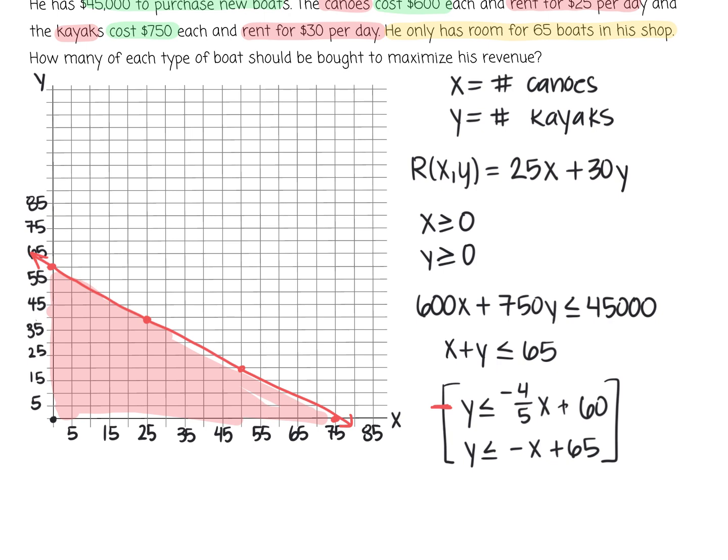Now for my second inequality, y less than or equal to negative x plus 65. So my y-intercept is going to be 65, and my slope is negative 1. So I go down 1 over 1. And again, because I went up by the same scale, I can do that. And we're going to connect our points. And its solution region is also the region below.